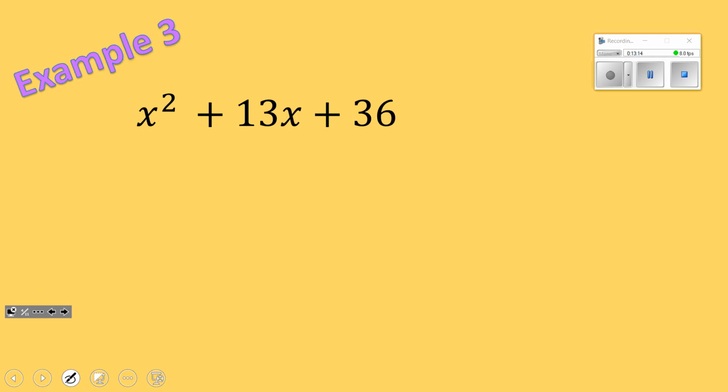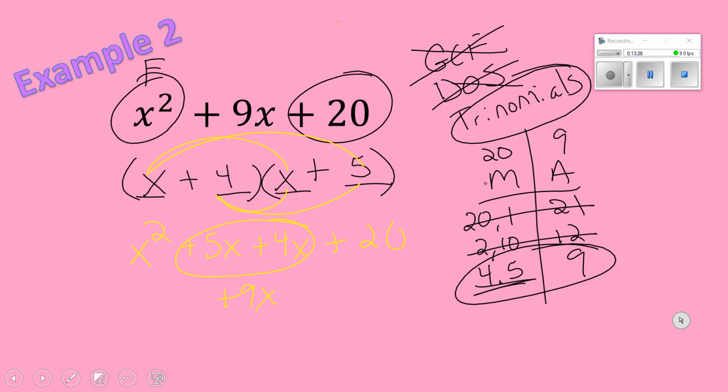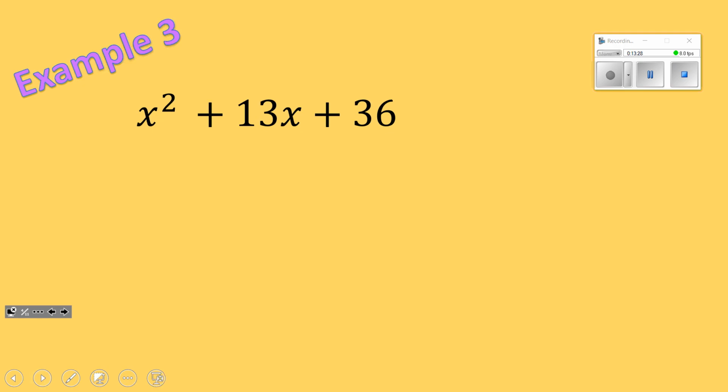All right. So I want you to try this one on your own. Okay, grab your calculators. So here we go. Let's talk about how to make this MA chart. First of all, what are we multiplying to be? 36. What are we adding to be? 13.